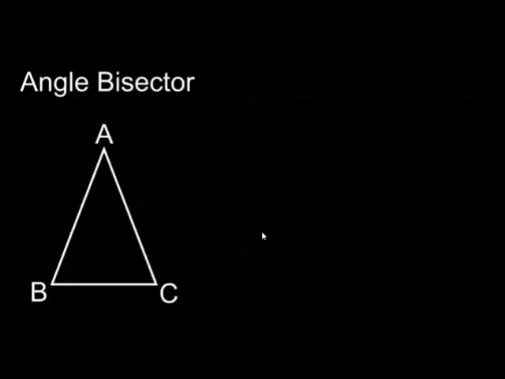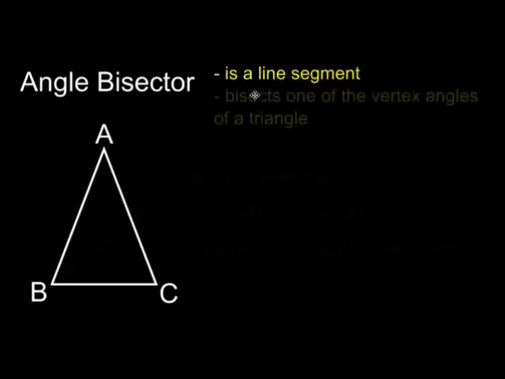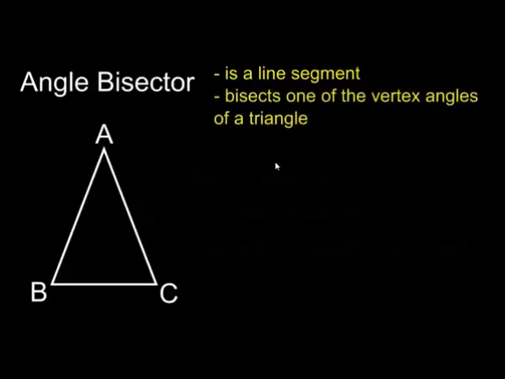Okay class, in our video today we're going to talk about angle bisector and perpendicular bisector. An angle bisector, first of all, is a line segment that bisects one of the vertex angles of a triangle. So here we have triangle ABC, and we're going to draw a line segment that is going to bisect angle B. So here what we will call BD is our angle bisector.